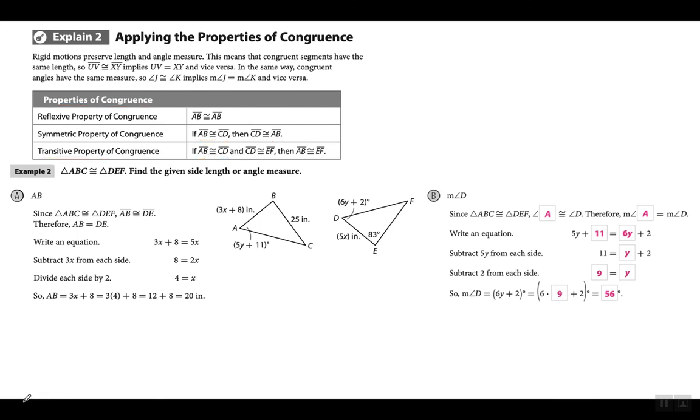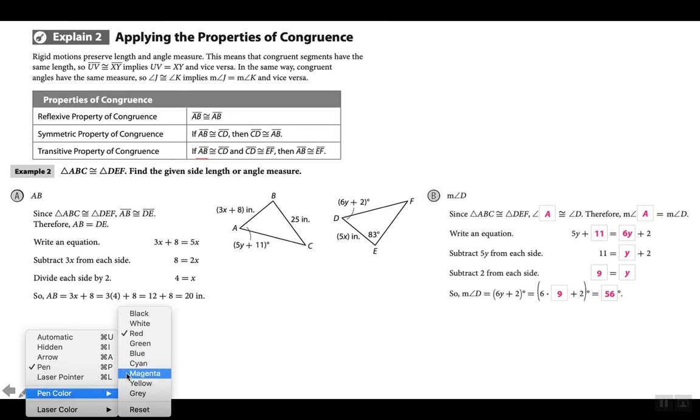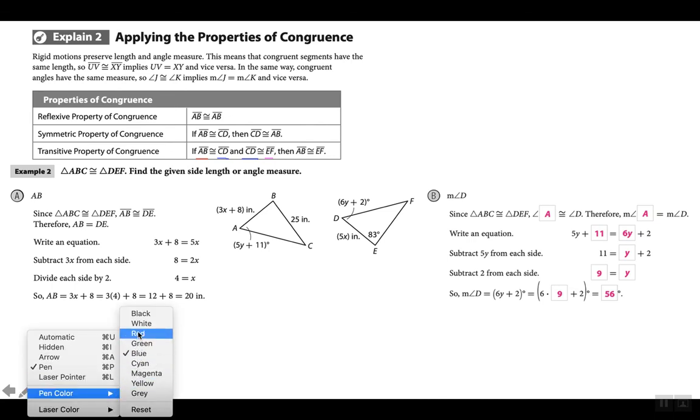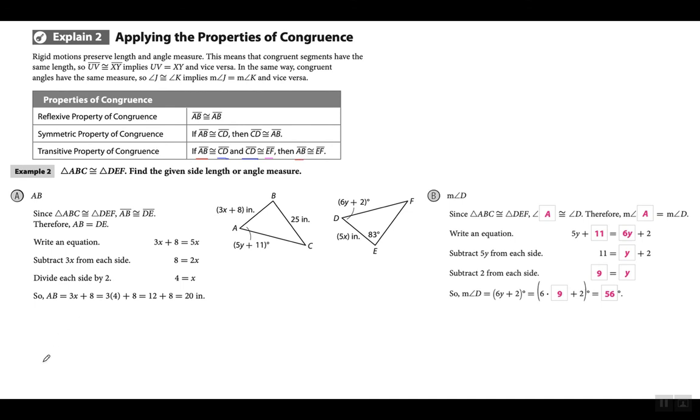You know what? Let me use a different color. I'm sorry. Let me put this one in red. Let's put this one in this pink color, just because you could see it well on screen, and the middle one's in blue. Okay, so basically what they're saying, and let me choose one more color, black. If AB is congruent to CD and CD is congruent to EF, that means this one right here has to be congruent to this one over here, because they're both congruent to the same one.